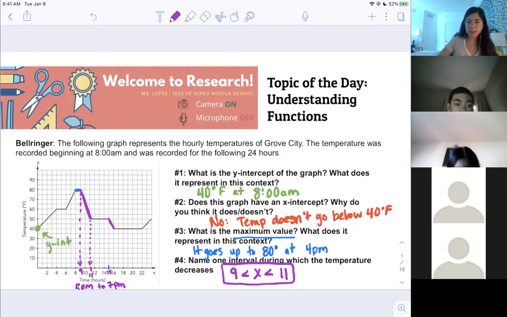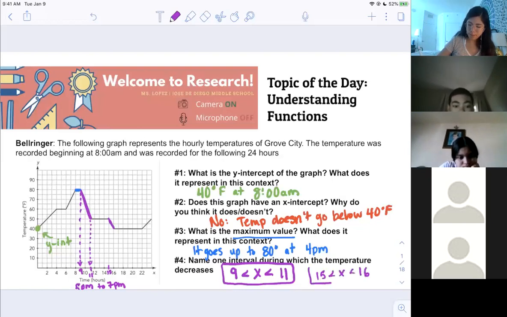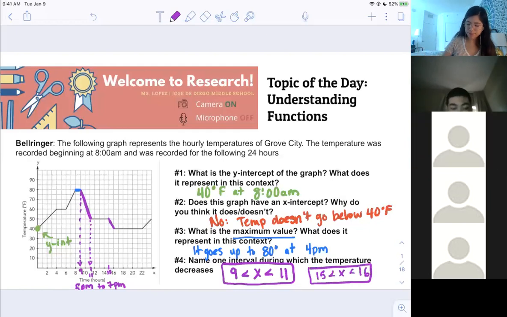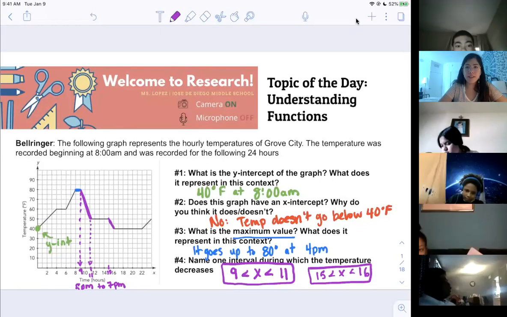So how can I write that as an inequality? 15 is less than x is less than 16. Okay, perfect, just like that. It's one of those things that's a little annoying, but it's really not that hard to just remember how to do it. So if you're ever having trouble with that, just ask and I'll make sure I explain that.